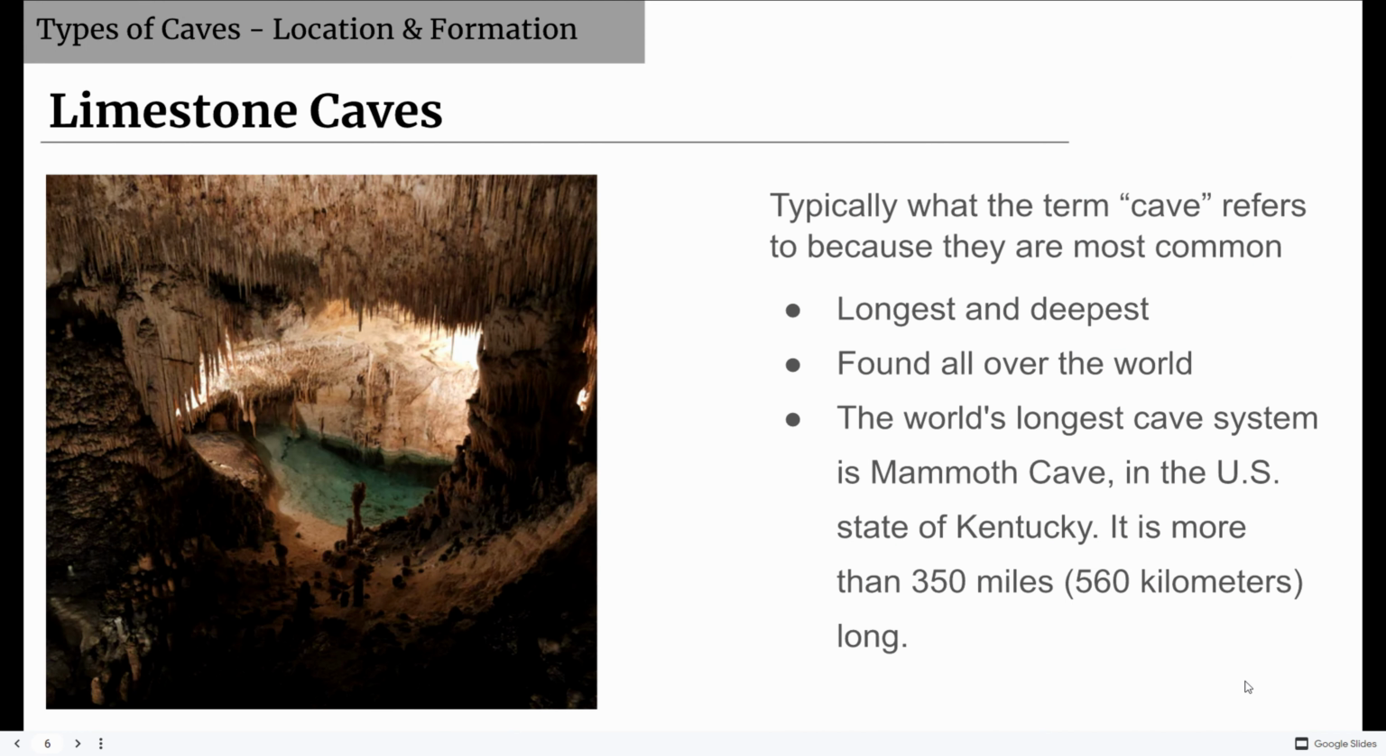The first one is going to be a limestone cave. This is what we usually think of when we think of a cave here in the Midwest. It's the most common cave we have around here. They are the longest and deepest caves found all over the world. And again, the one in Mammoth Cave in Kentucky, that cave is about 350 miles of mapped passages and rooms. For those that are not in the States, that is 560 kilometers long.